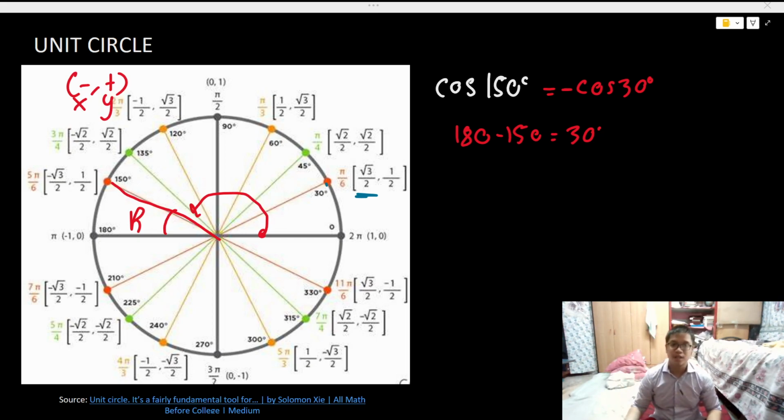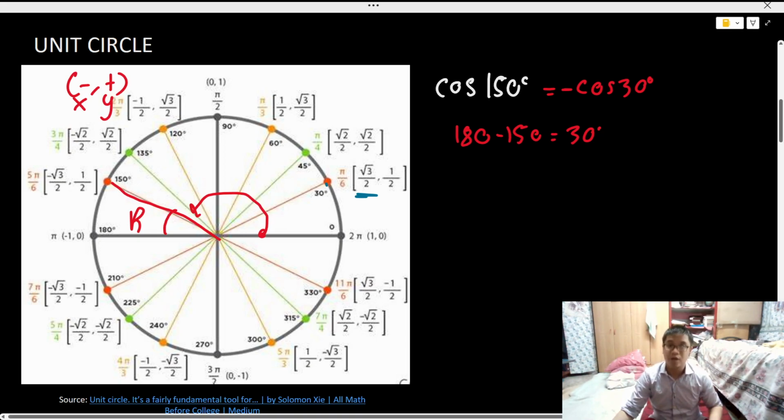Now, what's cosine 30 degrees? Use your hand. Count from here: 0, 1, 2, 3. 30 degrees is here. Now, square root it. Square root of 3 divided by 2. Square root of 3 all over 2. So negative square root of 3 all over 2.